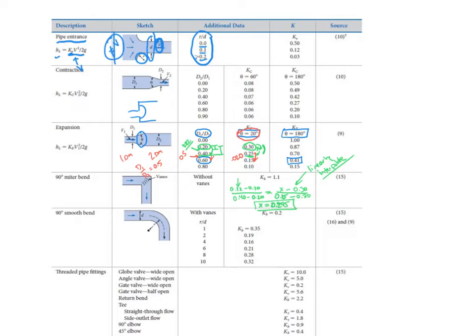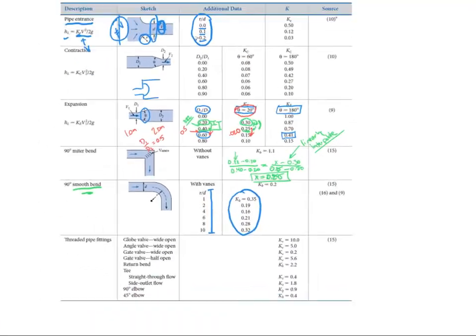More common is a smooth bend. If you can create a smooth bend like we have here, then you're going to find that your coefficient of loss is going to be smaller, which is usually desirable. I'm sure there are moments when people don't want their losses to be smaller. I can't imagine what they are, but you can see them right here. What's going on here is, again, just radius divided by diameter.